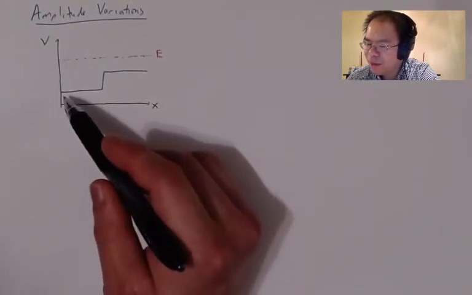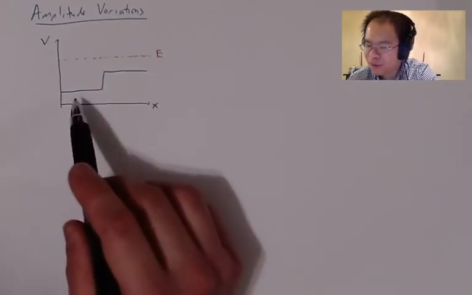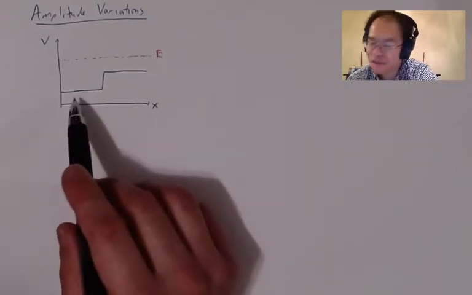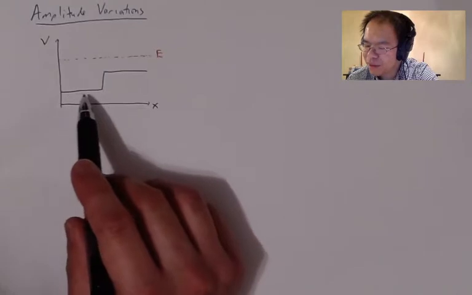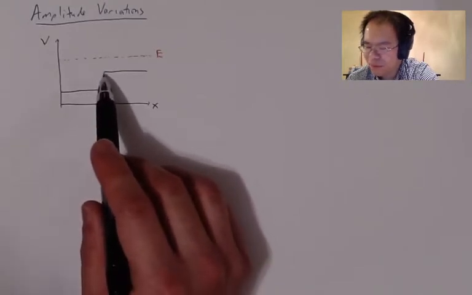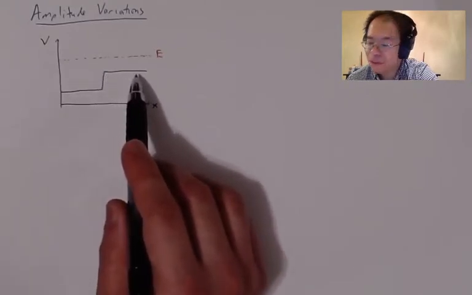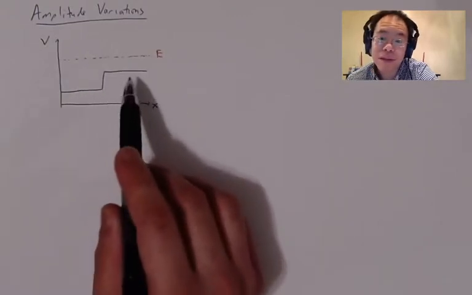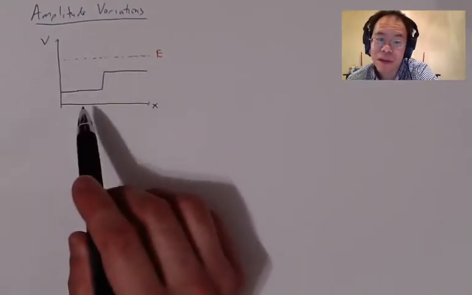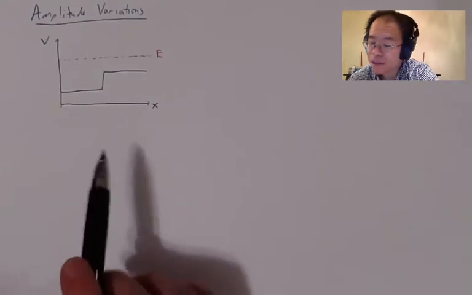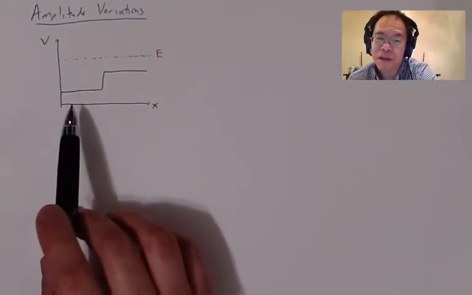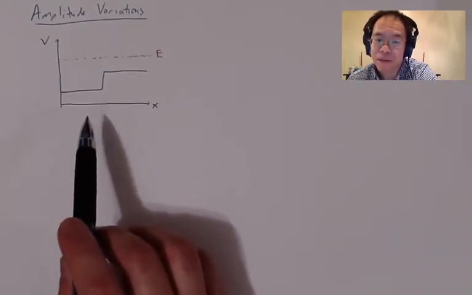So the setup for doing this analysis is the following. We imagine that we have some potential energy that's piecewise constant. So suppose that it's constant over here, and then it jumps to some other constant level here. And we're assuming that throughout this entire region, we're in a classically allowed region, so my total energy is greater than my potential energy.